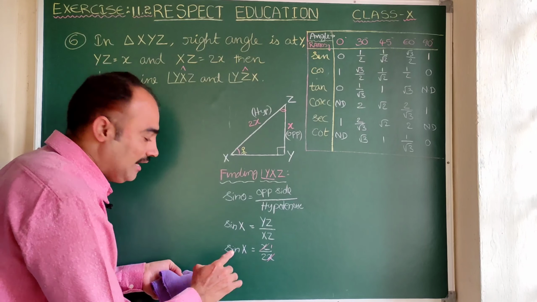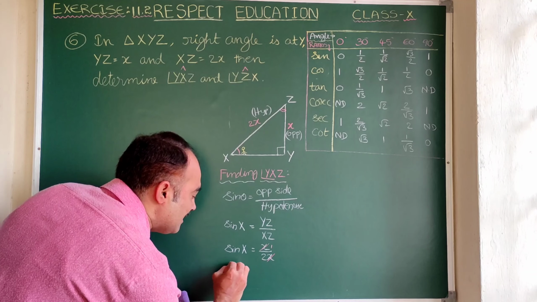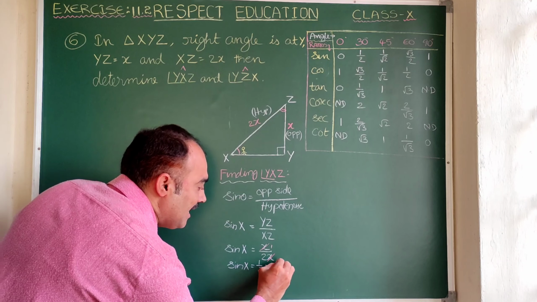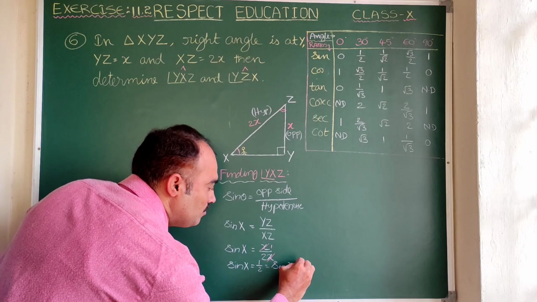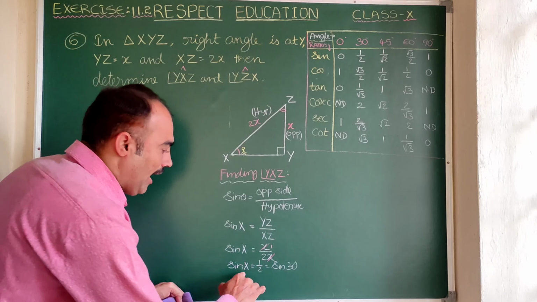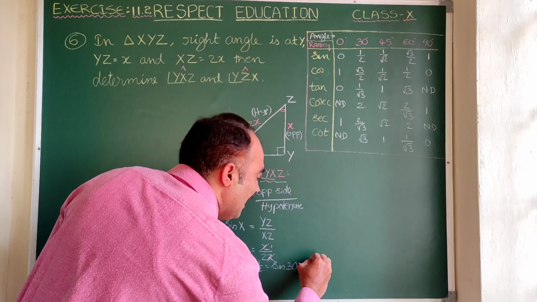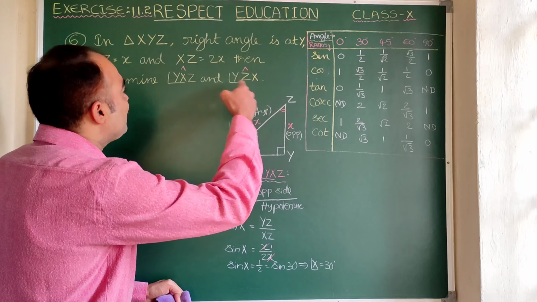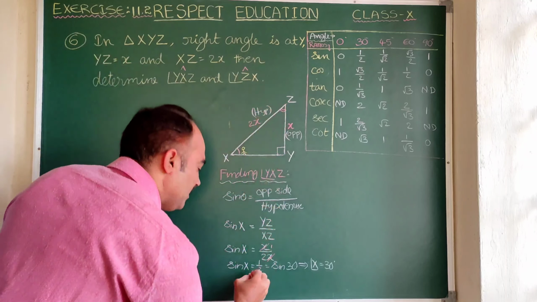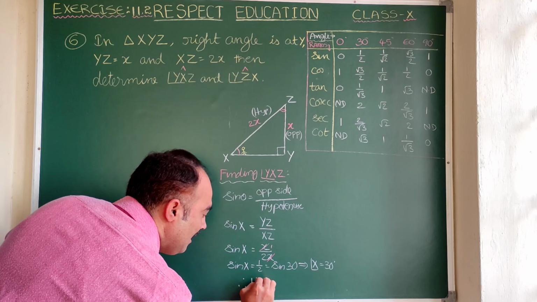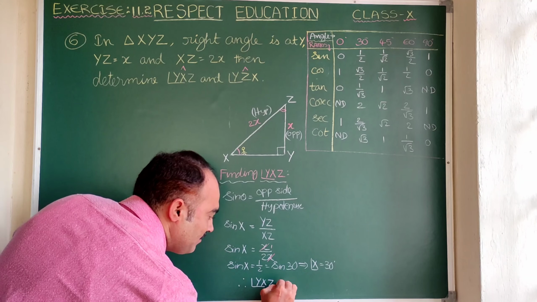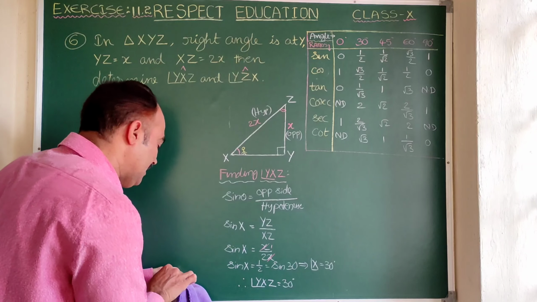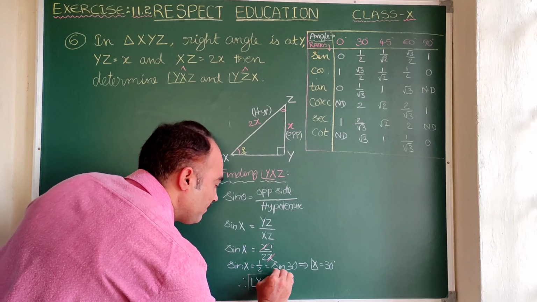So here you understand. On the left side, which trigonometric ratio is there? Sin is there. In sin, which value is 1 by 2? Sin 30 degrees. You just assume that sin and sin get cancelled. So angle X is equal to 30 degrees. We can write angle X as angle YXZ. So I am writing here, therefore angle YXZ, that is nothing but the angle at X, that is 30 degrees. So in this question, the first part is completed.